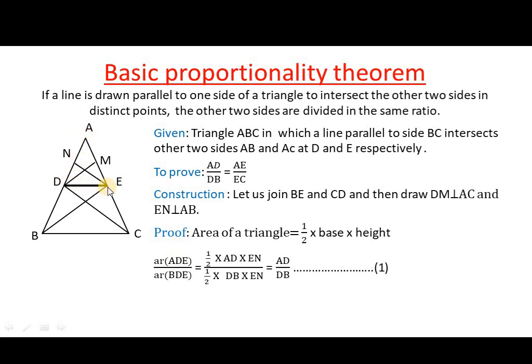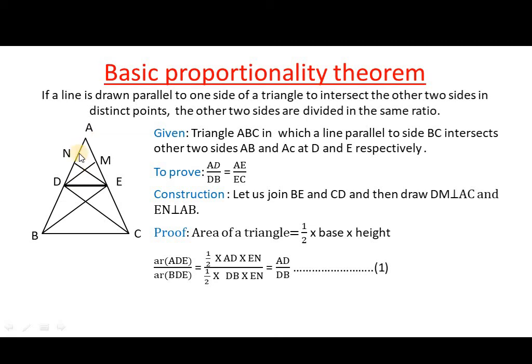In the area of triangle ADE, half into the base AD into the height EN. Similarly, in the area of triangle BDE, half into the base DB into the height. Which is the height? Height is EN again.